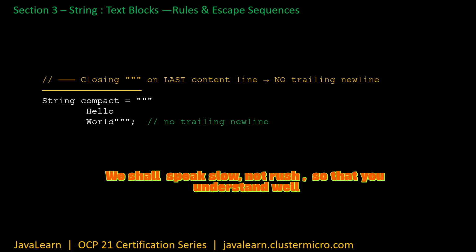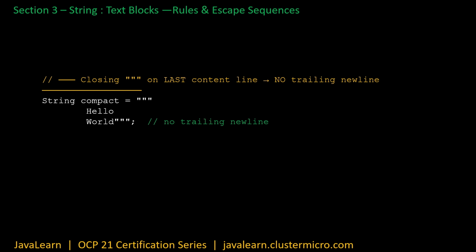So there is no separate line for the closing delimiter. Because the closing triple quote is not on its own line, there is no new line character between the last content character, D of world, and the closing delimiter. Java does not add a trailing new line here. The string ends exactly at D of world. The string compact contains exactly hello and world. So there is one new line character between hello and world because they were on separate physical lines in the text block, but there is no trailing new line after world. The string ends at D.